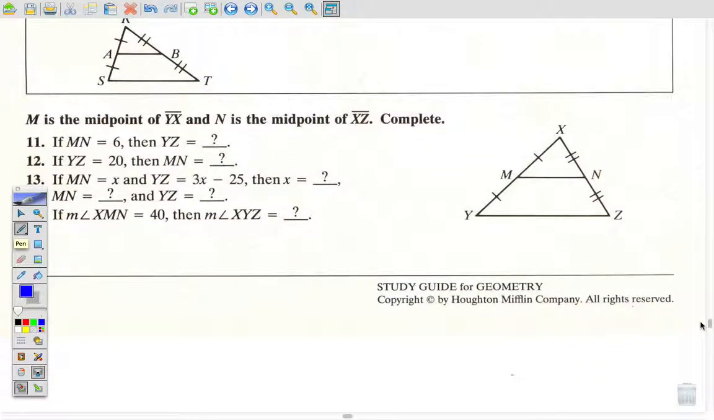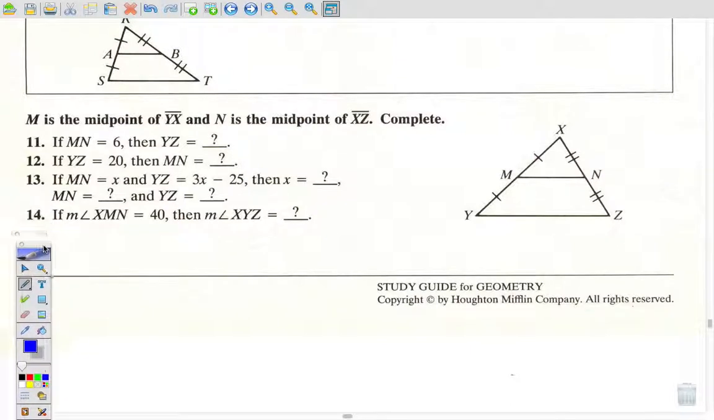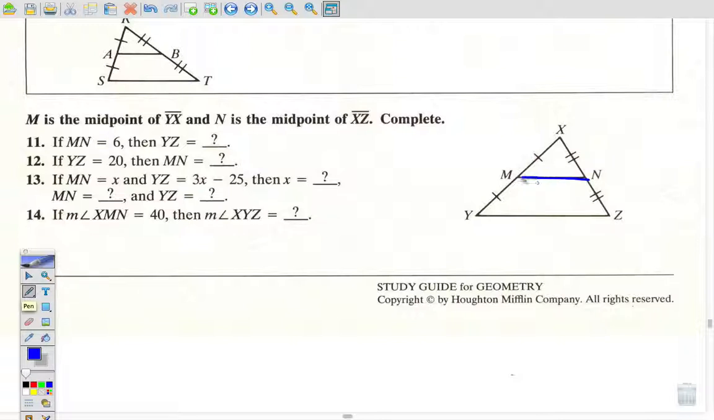Okay, let's just do one down here to introduce that last theorem. Okay, M is the midpoint of YX, and N is the midpoint of YZ. All right, now the theorem that they're using here then is if you got a segment that joins the midpoints, then two things happen. It's parallel to the third side of the triangle, and it's half as long.